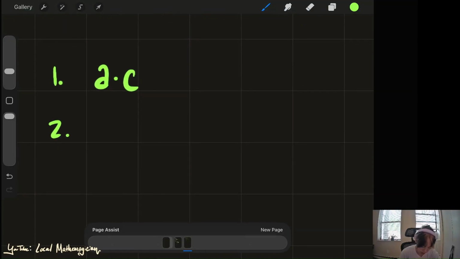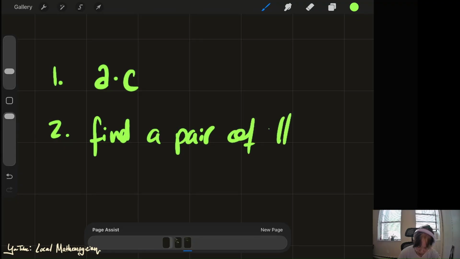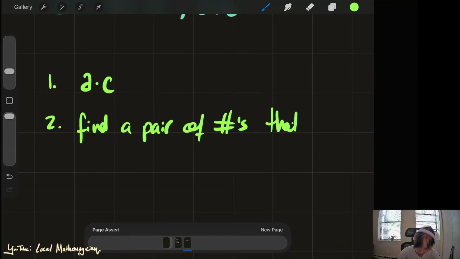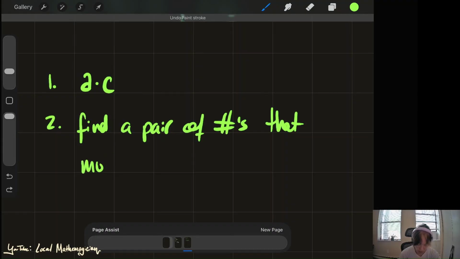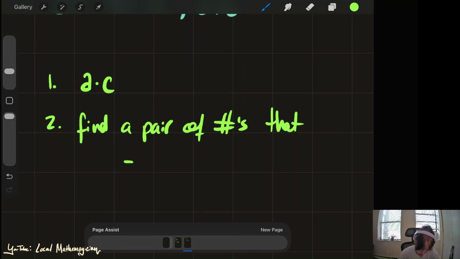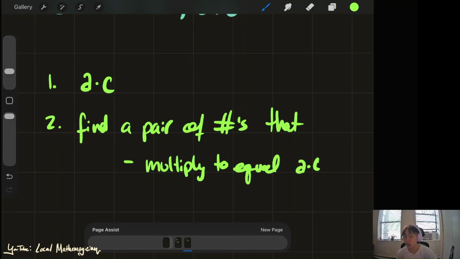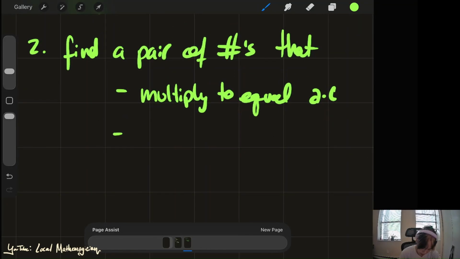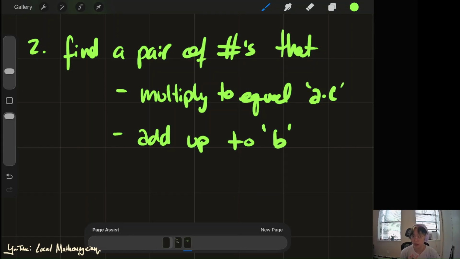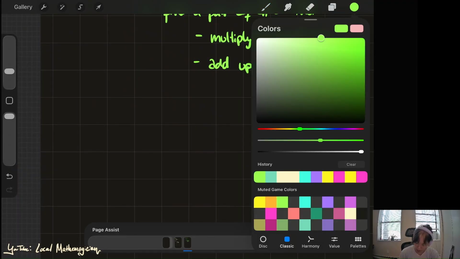Step 2: you want to find a pair of numbers that, one, multiply to equal a times c. So if a times c is 6, whatever pair of numbers you choose better multiply to 6, and so forth. And two, add up to b. Pretty straightforward, right?